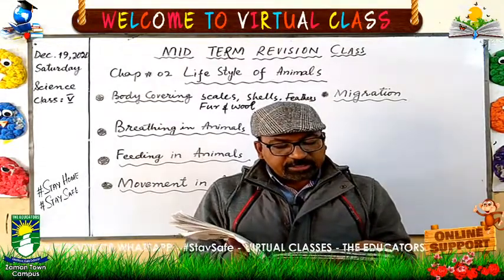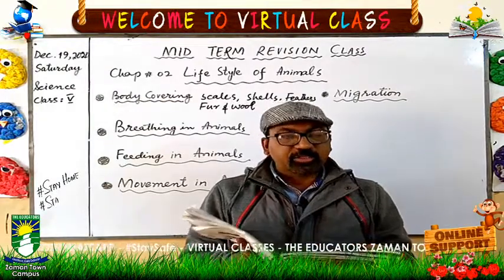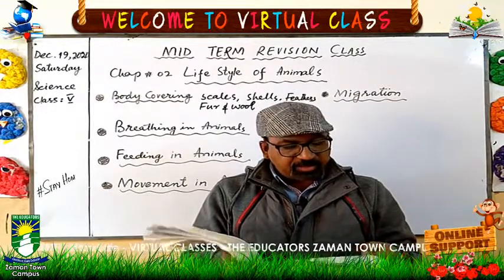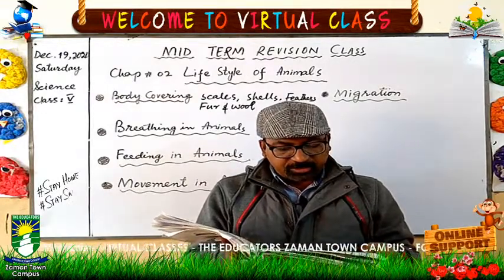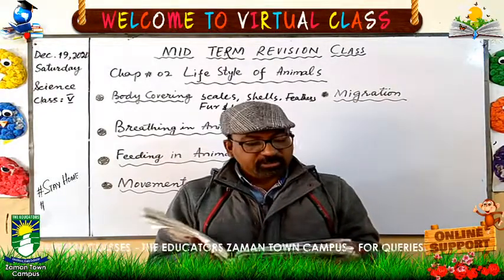Locusts are the insects that migrate in summer. Locusts damage standing crops in the field. See the picture at page number 20. The central picture is of a locust, and they damage the standing crops.